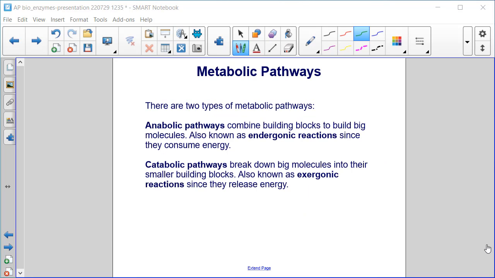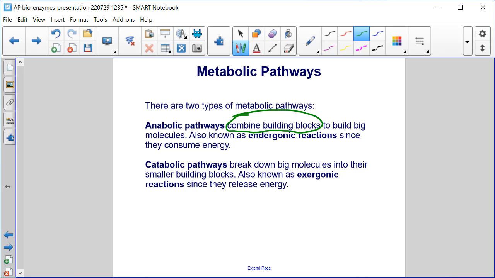There are two types of metabolic pathways. Anabolic pathways combine building blocks to build big molecules. So anabolic are building up pathways. They are also known as endergonic reactions because they consume energy. So when you think about building a molecule or creating chemical bonds, it requires energy to do that. So we're going to combine building blocks to make something bigger via an anabolic pathway.